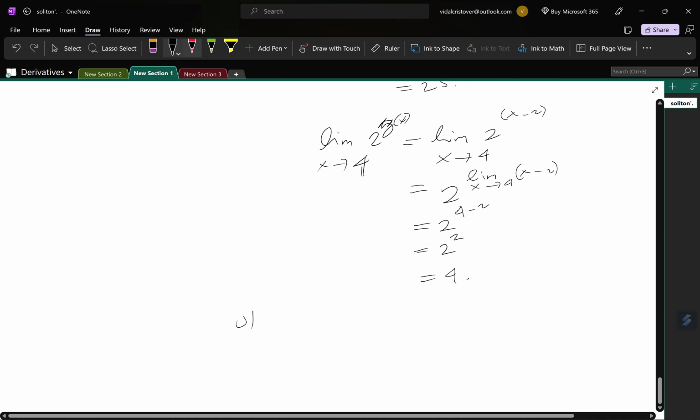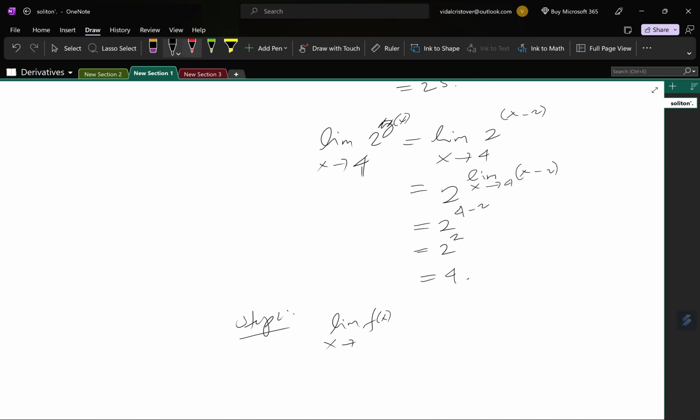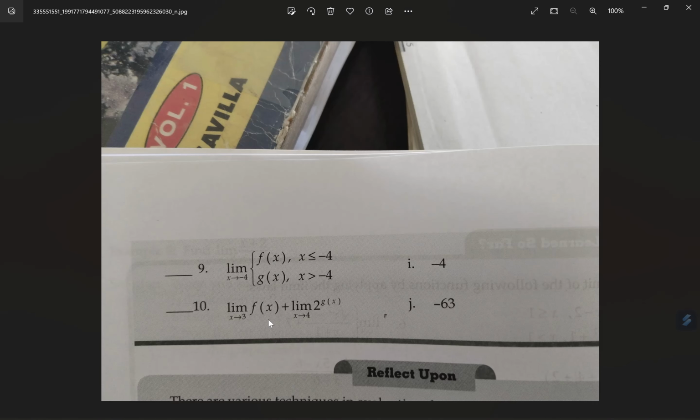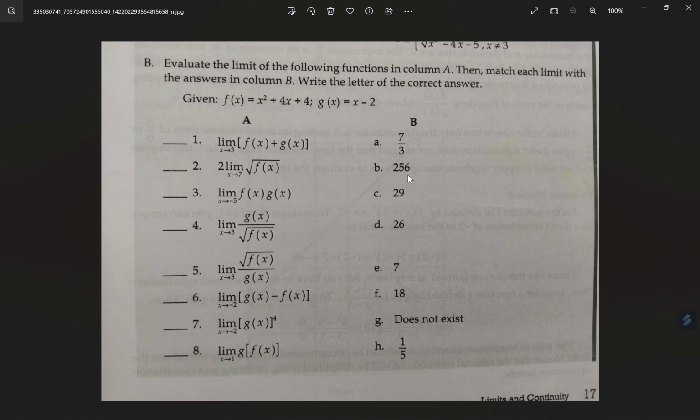So step 2, atong i-combine the limit of f of x as x approaches to 3 plus the limit of 2 raised to the power of g of x as x approaches to 4, which is equal to 25 plus 4, which is equal to 29. And that number, kay naa na siya sa atuang column B, which is letter C, 29. So that's it.